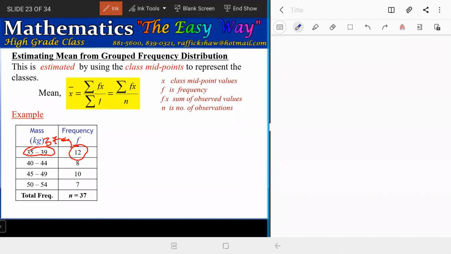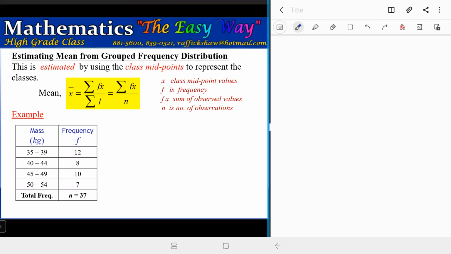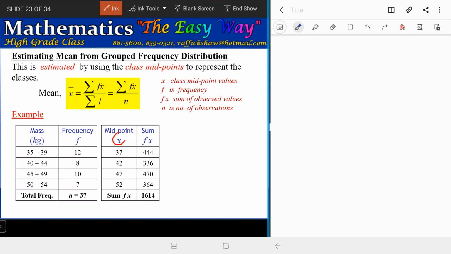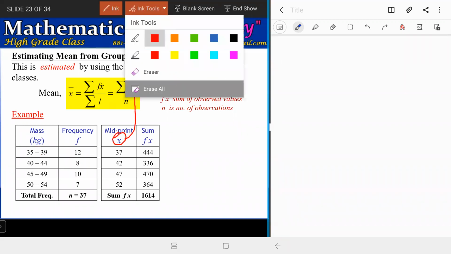But that's what you're assuming for the purpose of estimating what the mean is, right? And so we need a class midpoint. When we get the midpoint for each value, that becomes our x that we need to put in this formula. See there, those are the midpoint values. So we put in our midpoint values and they become the x values in this formula.